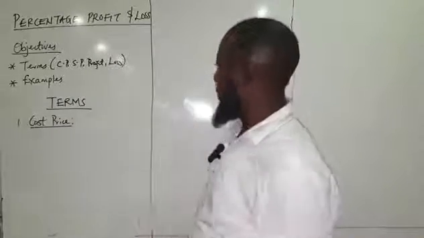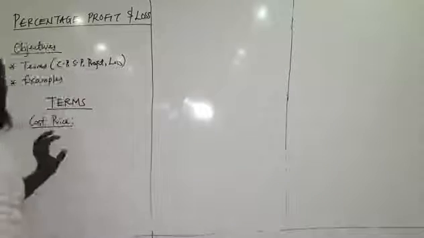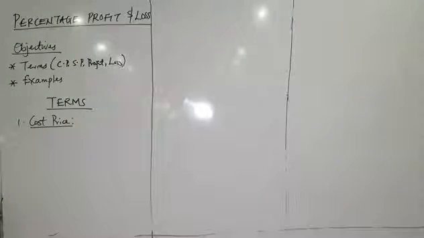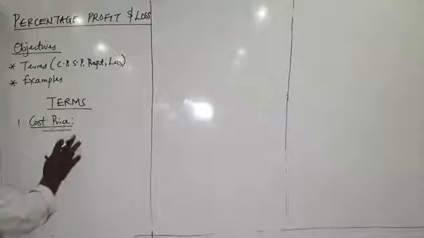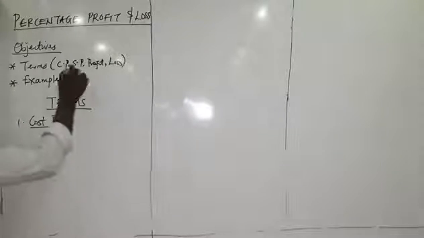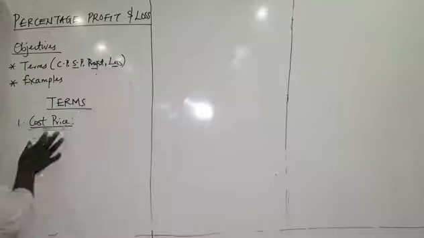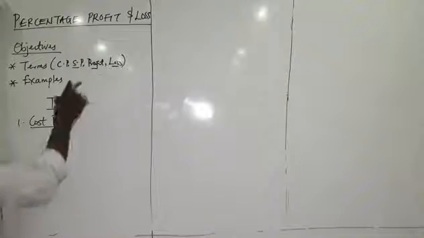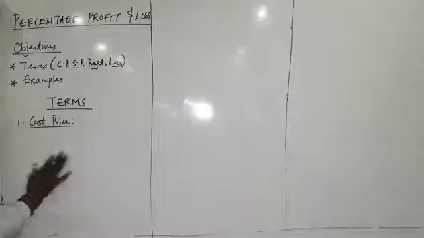So number one term we want to look at is cost price. So cost price is the price at which a seller bought its goods. And also we have selling price, then profit and loss. So we need to look at them one by one. They also look at profit percentage.